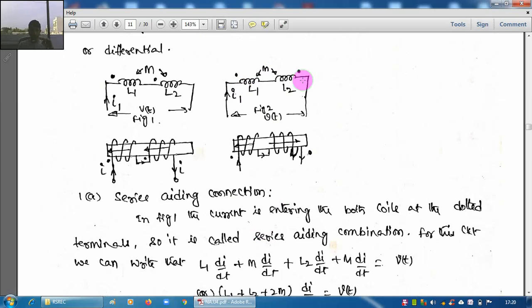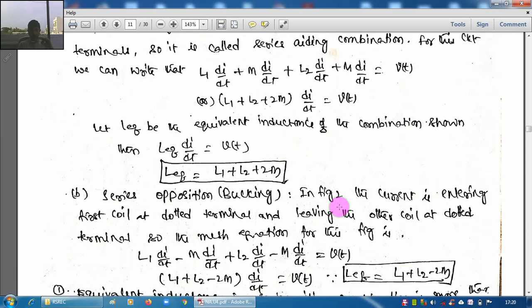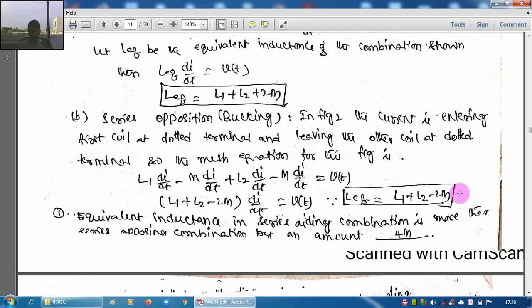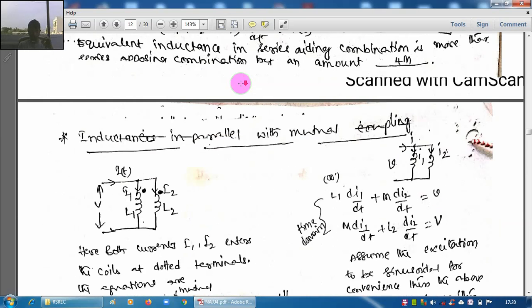Next, for series opposing, it is the same thing, the only difference is M is minus. Why? Because here current is entering the dot, and here the dot is marked here, not here. That is to be noted. So for the second coil current leaves the dot, therefore M will become minus. Here we will get minus, and here also minus, and the final equation will become L1 plus L2 minus 2M. So this is the case for series opposing connection. That is about the series connection of coupled coils.